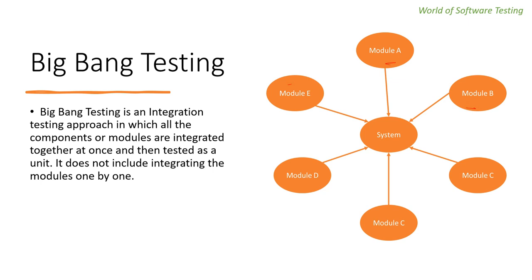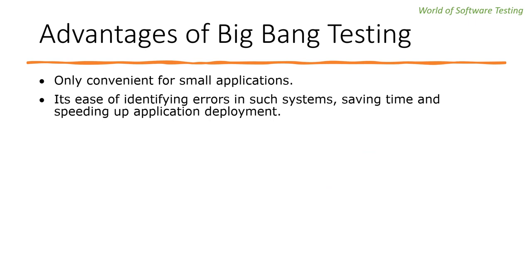So this is the main disadvantage of Big Bang testing. So let's discuss some of the advantages of Big Bang testing. This is only convenient for small applications, because as we mentioned, we need to test as a unit with all the modules combined. So it's very difficult to find out the module which is causing the particular issue. It's easy to identify errors in such systems, saving time and speeding up application deployment.